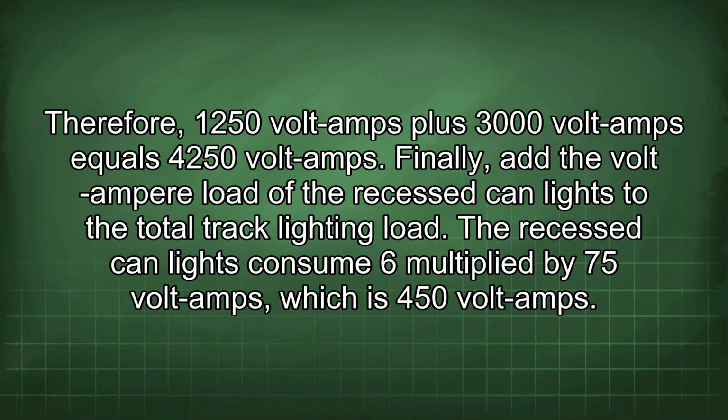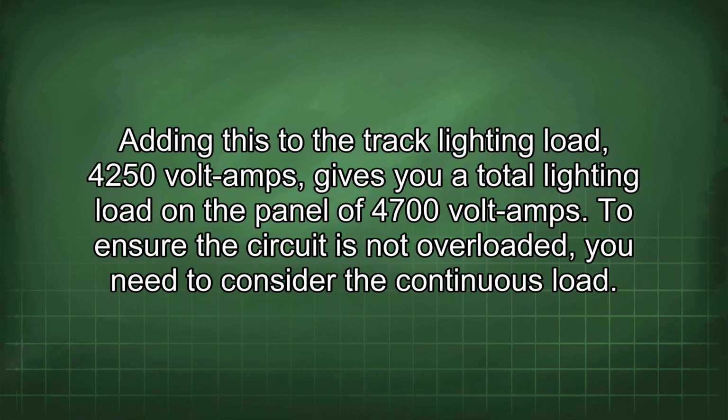Finally, add the volt-ampere load of the recessed lights to the total track lighting load. The recessed lights consume 6 multiplied by 75 volt-amps, which is 450 volt-amps. Adding this to the track lighting load, 4250 volt-amps, gives you a total lighting load on the panel of 4700 volt-amps.